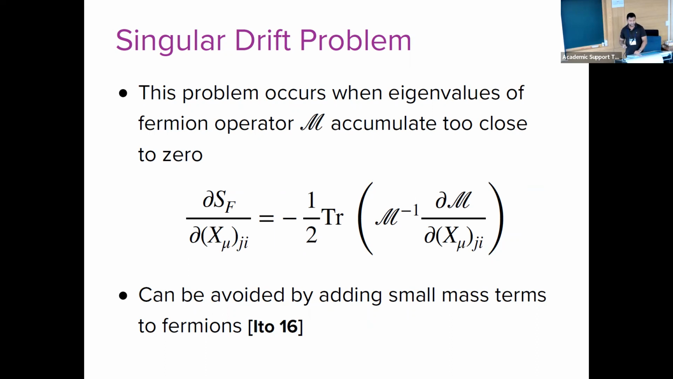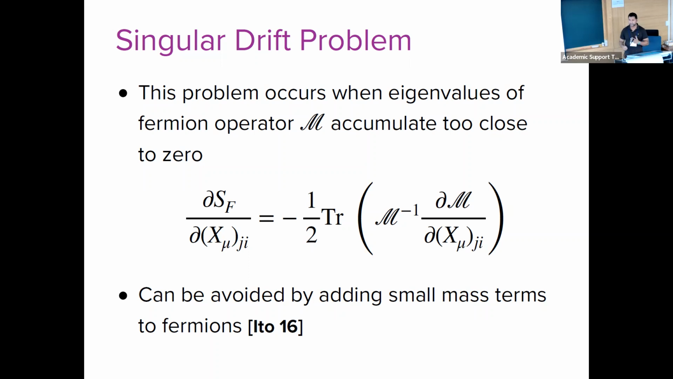So this problem happens when eigenvalues of the fermion operator accumulate too close to 0. If you look at the evolution of the effective action, it has a fermionic part and a bosonic part. The fermionic part of the evolution has this form, and here the matrix M inverse appears. In our numerical computation, this is the costliest part: finding M inverse takes a lot of computational time. In the simulation, most of the time is spent here, finding the inverse.